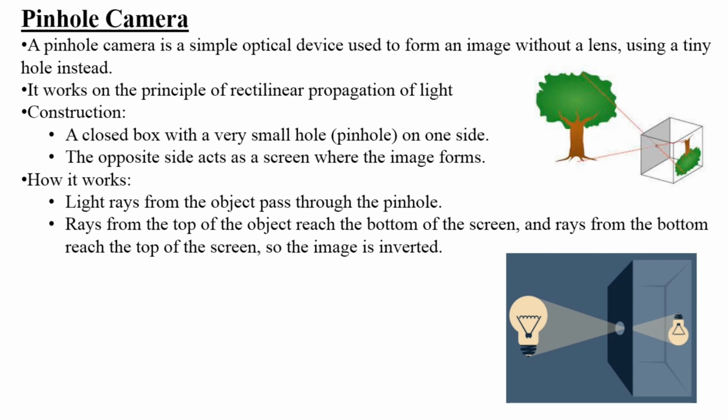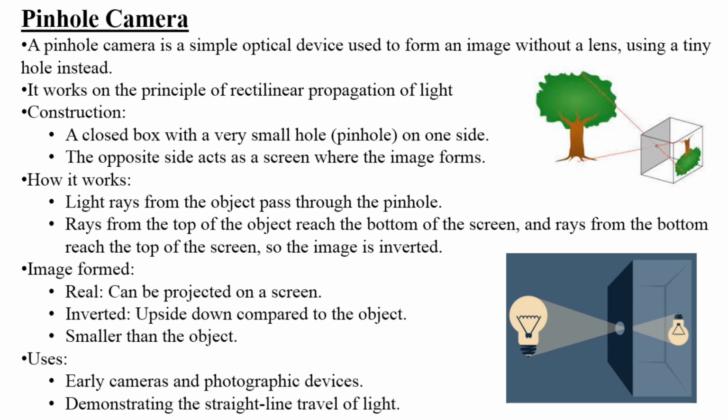The image formed by a pinhole camera is real, which means it can be projected on a screen, and a real image is always inverted. So the images formed by the pinhole camera are real, inverted and smaller than the object. Early cameras and some photographic devices worked on this simple principle, and pinhole cameras are a great way to demonstrate the straight line travel of light.